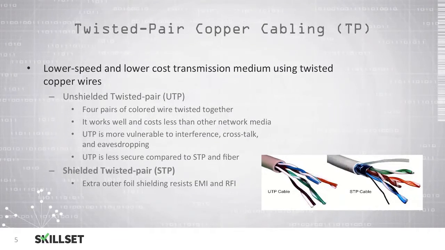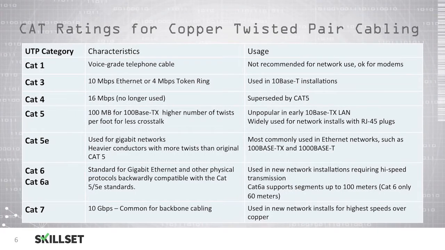Category ratings have been established to differentiate between different types of cable. Category 1 is voice-grade telephone cable and is not recommended for use in computer networks. Category 3 provided 10 megabits per second Ethernet installations. Category 4 raised the speed to 16 megabits per second. The most popular installation for the last several years has been either Category 5 or Category 5e. Cat5 supported 100 megabits per second, and Cat5e supported gigabit Ethernet. Cat5e used heavier conductors with more twists than the original Cat5 in order to increase the bandwidth.